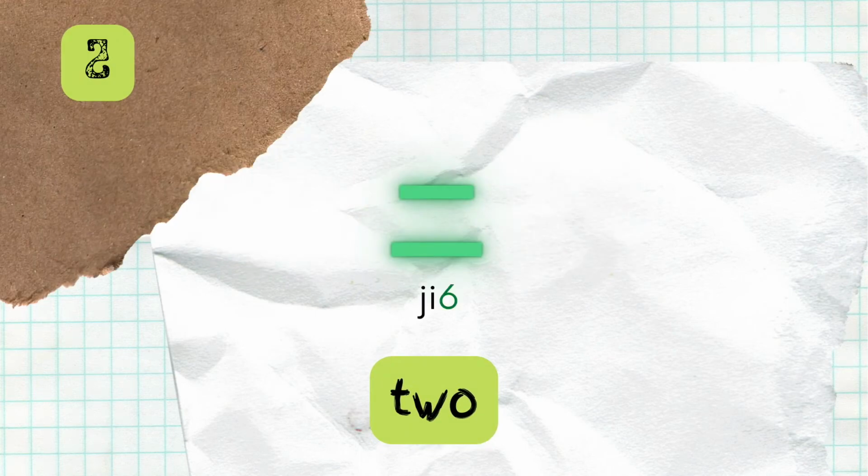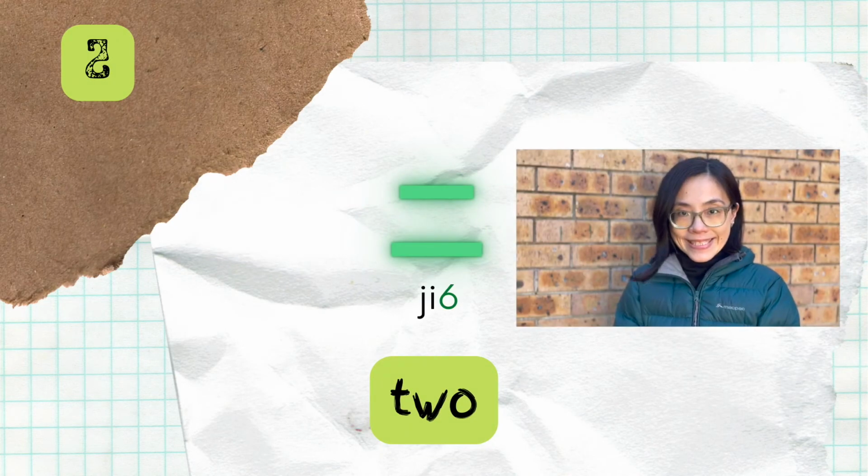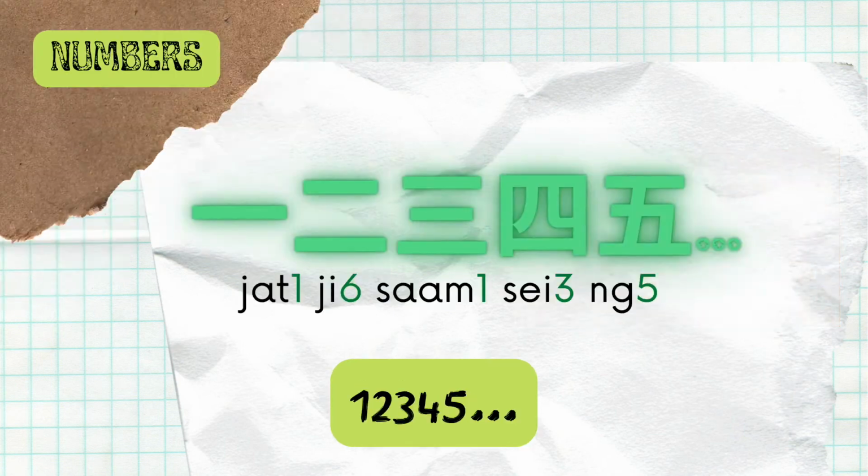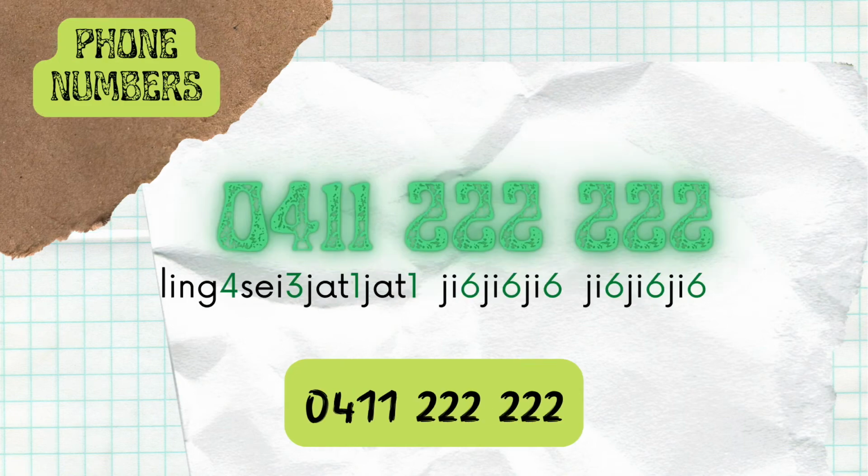Let's look at yi first. Yi. We usually use yi when counting numbers. For example, 1, 2, 3, 4, 5. We also use yi in phone numbers. For example, 0411 222 222.